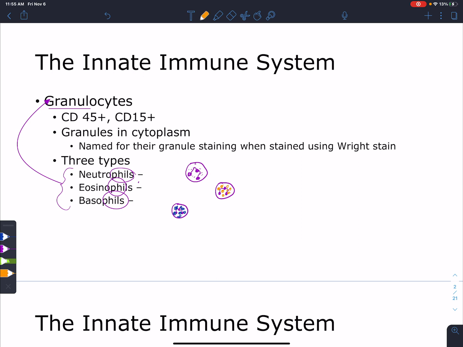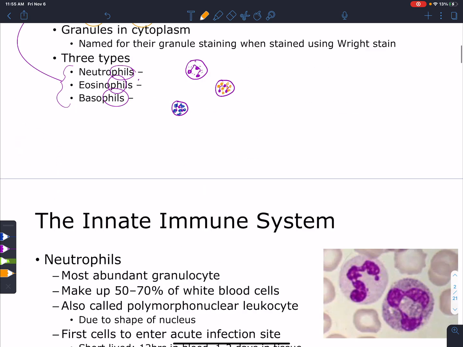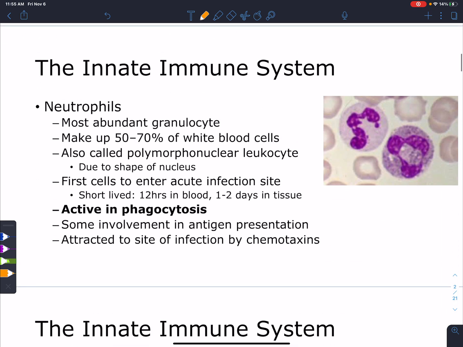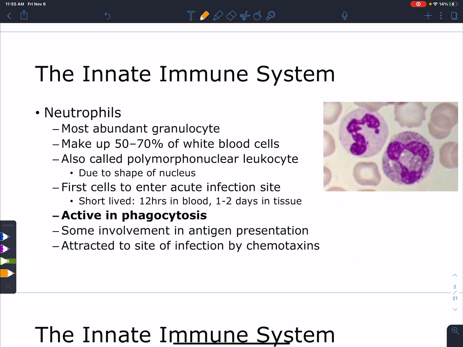What I want you to know is these granulocytes, remember our CDs that we talked about? We have CD45 on all of them, and then CD15 is specific for granulocytes. And here's our neutrophils. This is the most abundant one. This is what you'll see the most of. So it's 50 to 70% of your white blood cells.